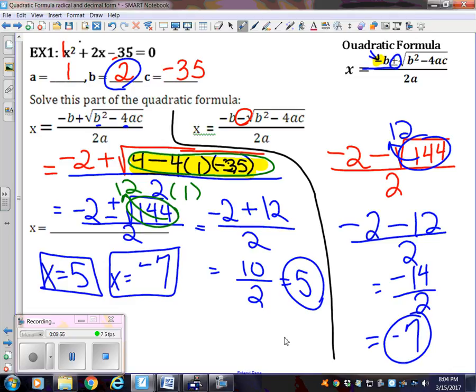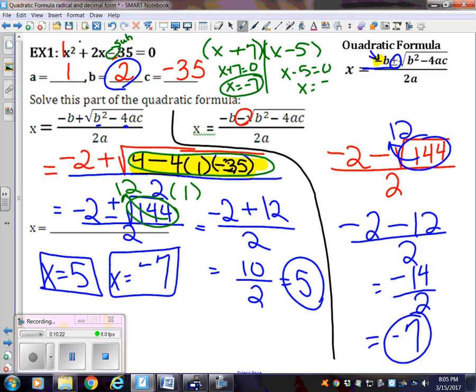You probably could have gone straight to parentheses. You probably could have said what multiplies to give 35 and subtracts to give 2, and figured out that it was going to be 7 and 5, positive 7, negative 5. Split: x plus 7 equals 0, so x equals negative 7. X minus 5 equals 0, so x equals 5.